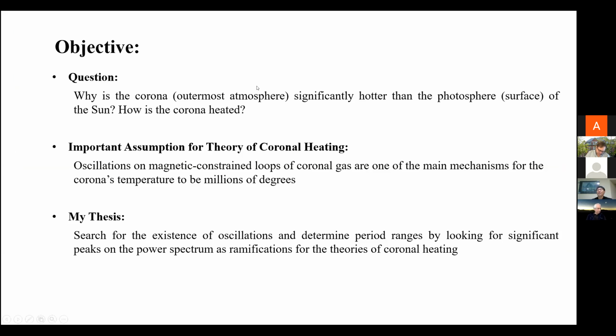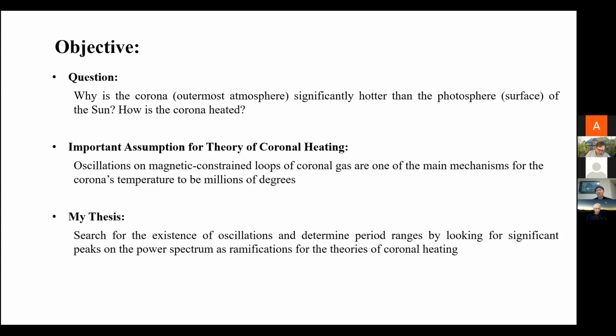Our question at hand is, why is the corona, the outermost atmosphere, significantly hotter than the photosphere, or surface, of the sun? And how is the corona heated? Even though it's farther away from the center, why is it so much hotter than the surface of the sun?